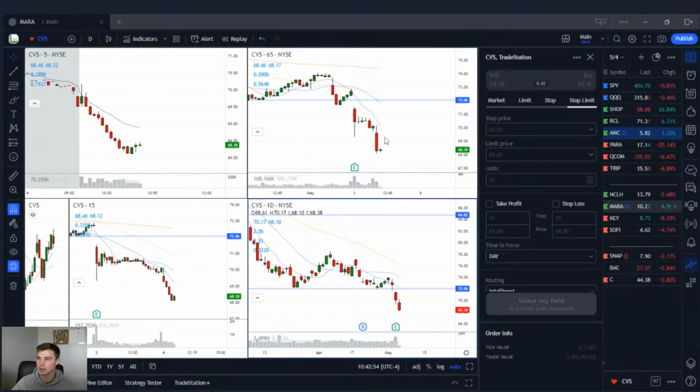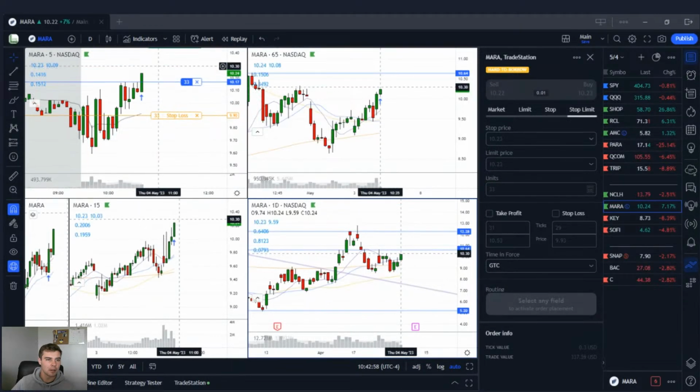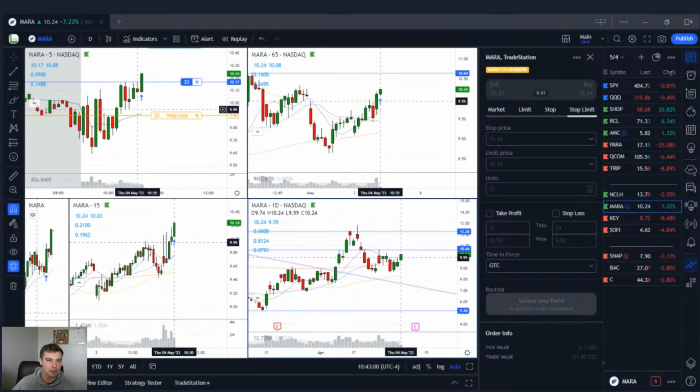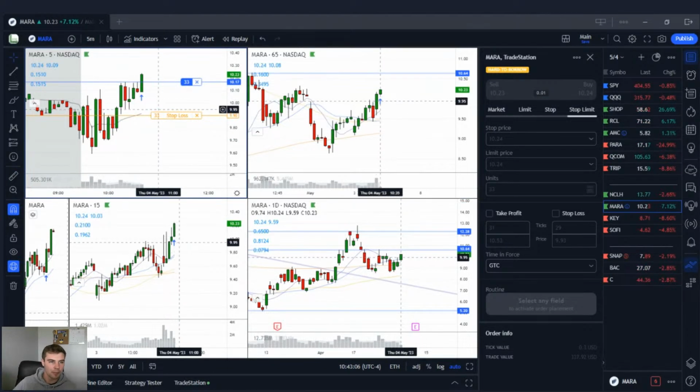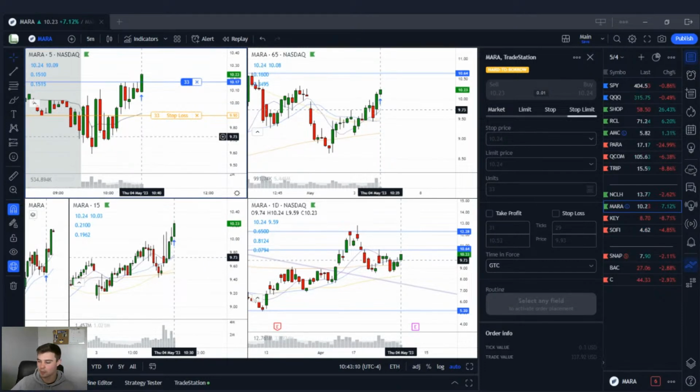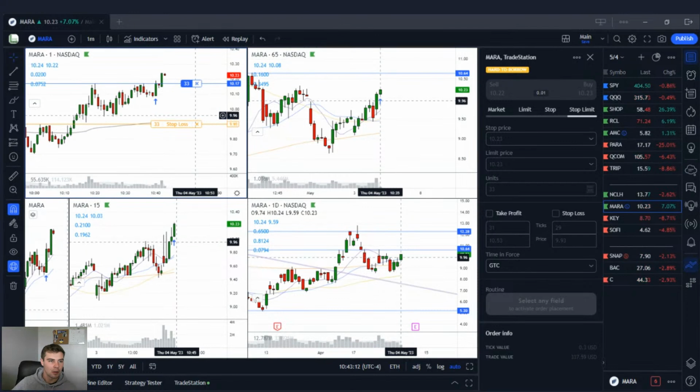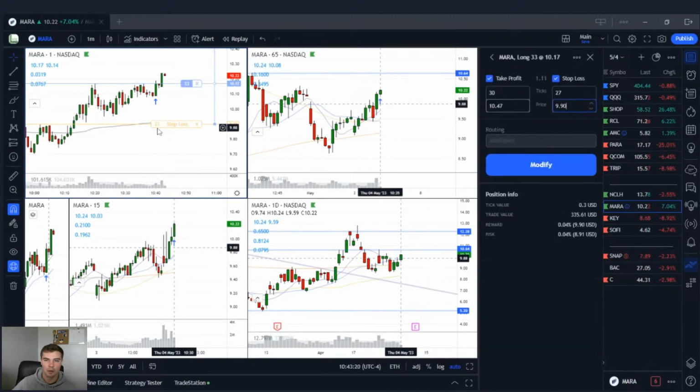Mara's got a nice pop so far. Decent pop, I suppose. Not anything stellar, nothing to write home about, but still a nice little pop there. I'm going to go ahead and raise my stop up to 994, right into these pivots right here.